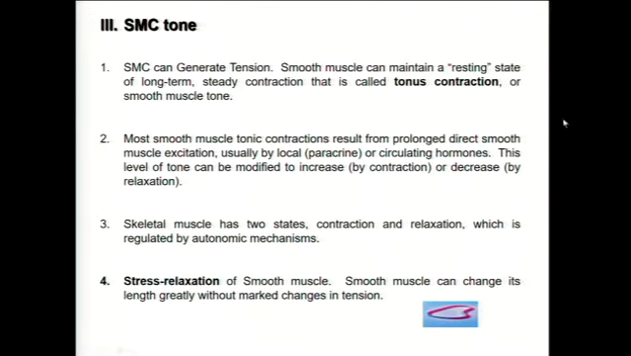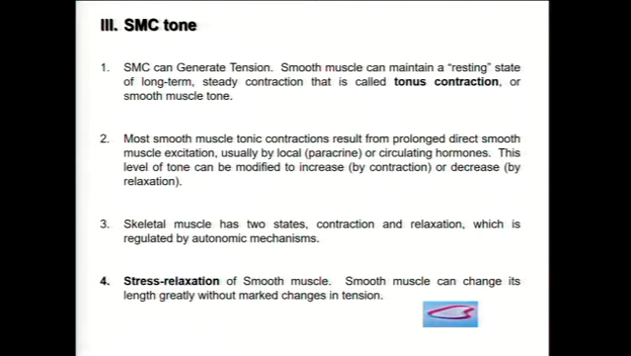Okay? Usually circulating hormones. So think about when you get nervous, when you need to go to the restroom. That's local and it's hormonal. Your skeletal and cardiac do not operate that way. So skeletal, I just said this a minute ago, has two states, contraction or relaxation, which is regulated by autonomic mechanisms. Smooth muscle also has a specialized property called stress relaxation.